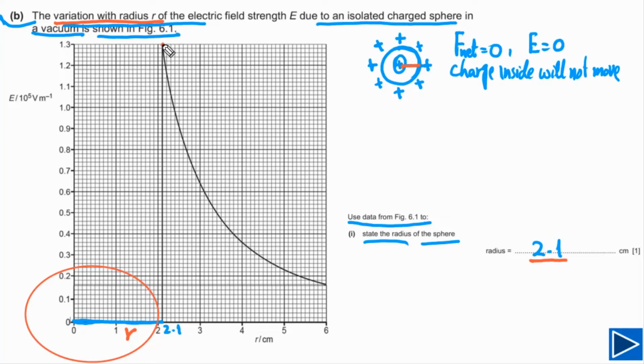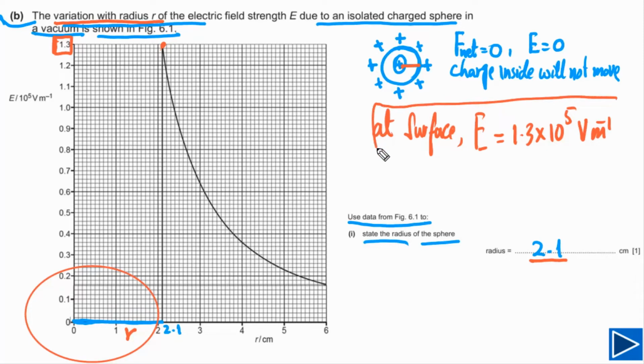So this is the value of the electric field at the surface of the sphere. We will need this value for the next part. So the electric field at the surface of the sphere is equal to 1.3 times 10 to the 5 volts per meter. After this it is decreasing and will follow the inverse square law. Inside, the electric field of this sphere is equal to 0.